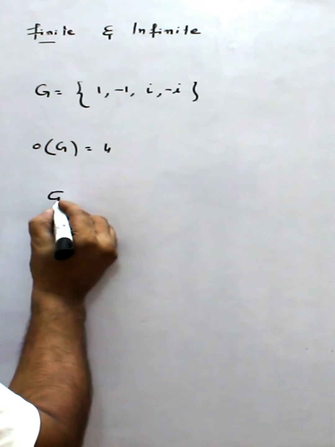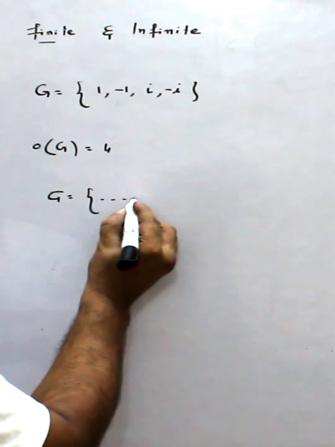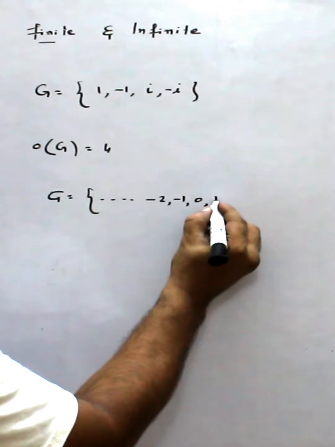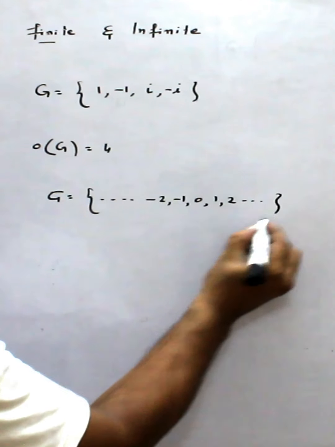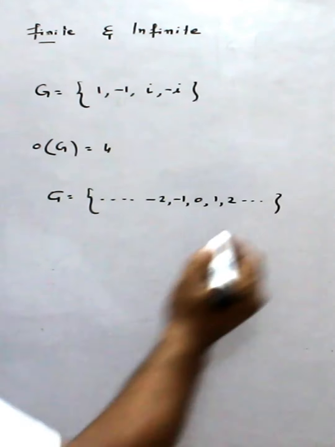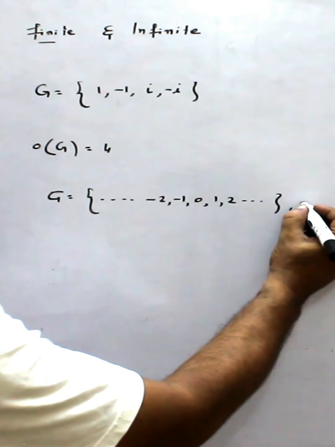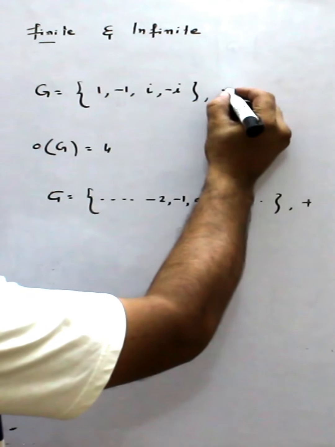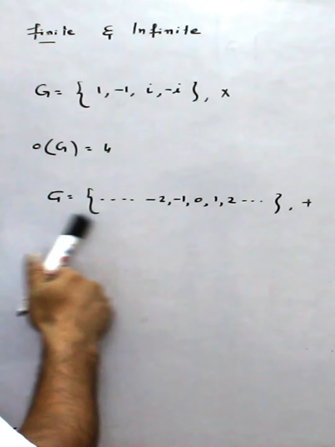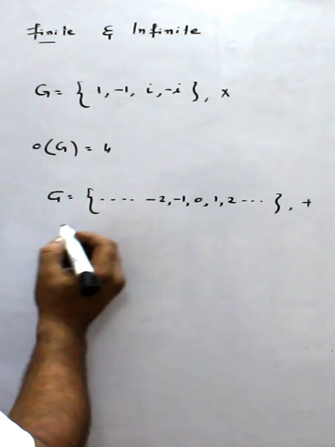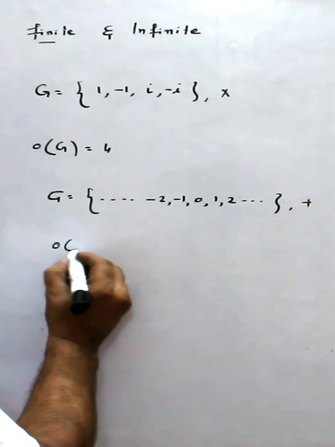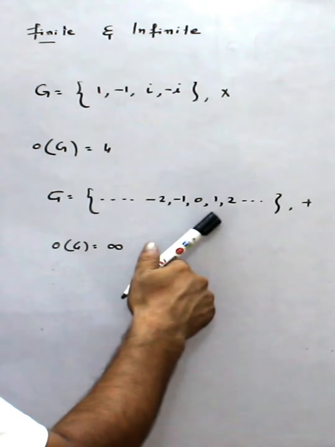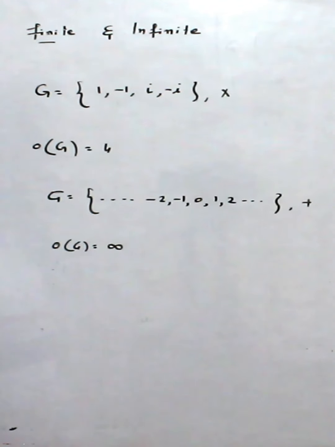And if I take G as minus 2, minus 1, 0, 1, 2 and so on, this is an example of addition operation. Suppose here we take addition, and there we take multiplication. So this is the set of integers, and the order of G is infinite because the number of elements in G is infinite.